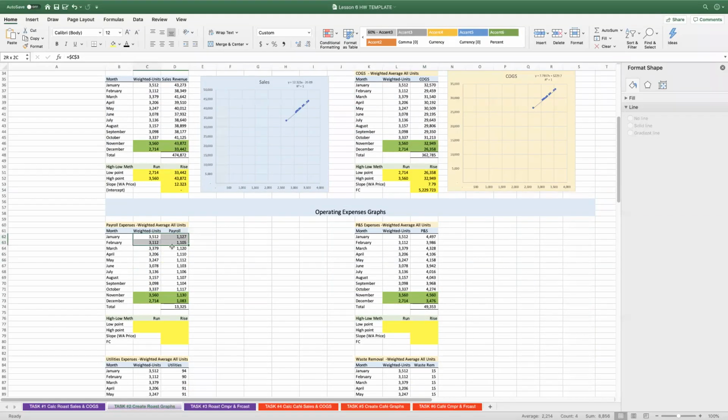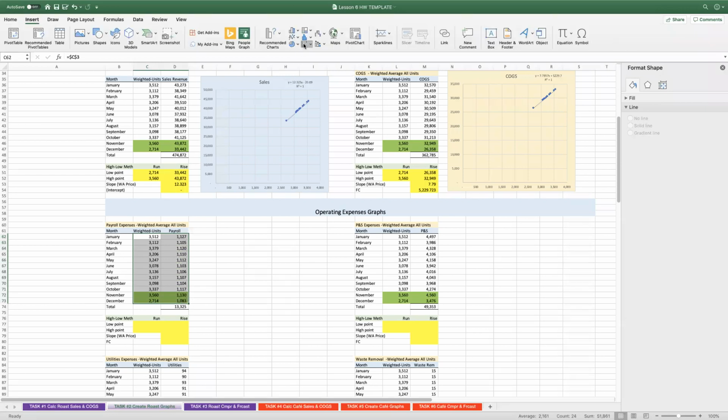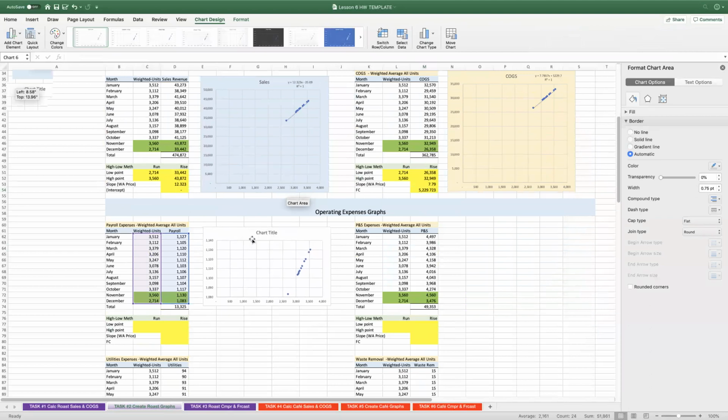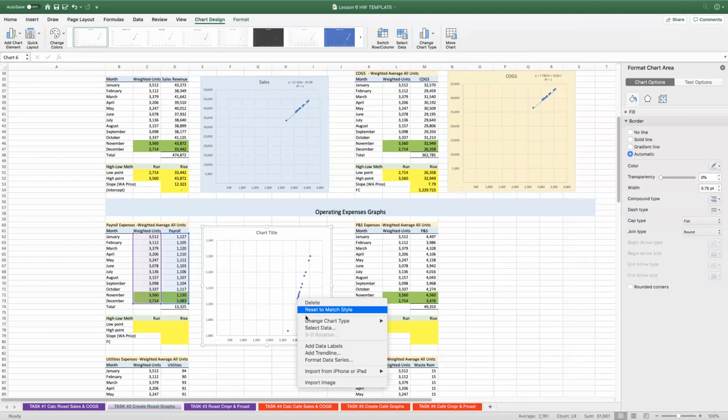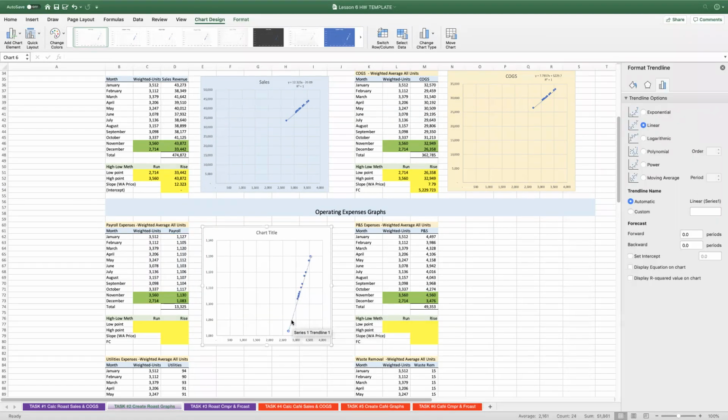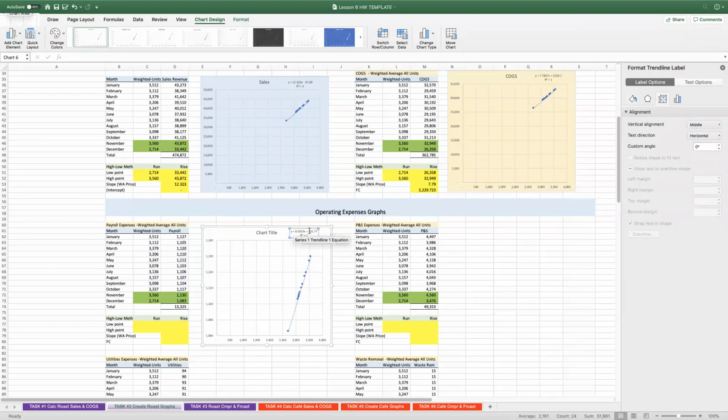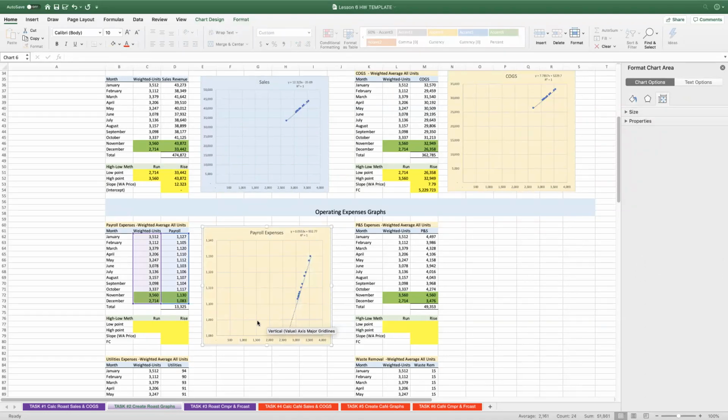I'll move faster now. Insert, scatter, put it down, resize it a little bit, look better. Okay, so that's nice, a little more spread out for us. These are payroll expenses. Let's add a trend line. Okay, they're all right on that line. So there is a fixed component every month for my payroll, and there's a variable component. Okay, this is an expense, so I'm going to color it up the same as the other one. Okay, so this is variable. It's costing me about 6 cents a unit in variable labor.